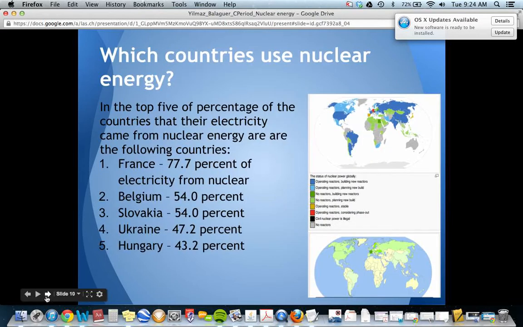And this is which countries use nuclear energy. In the top 5 of the countries whose electricity comes from nuclear energy, as I said in the first slide, are the following: France, with 77% of its electricity coming from nuclear energy, then Belgium with 54%, Slovakia with 44%, Ukraine with 47%, and Hungary with 43.2%. That means basically the top 5 countries are in Europe, because Europe was more advanced before. That's why the top 5 are in Europe.